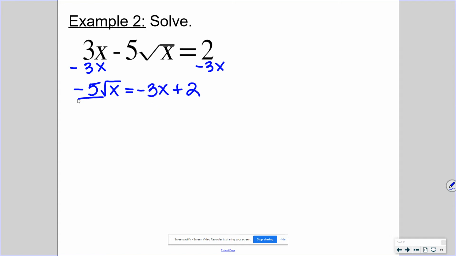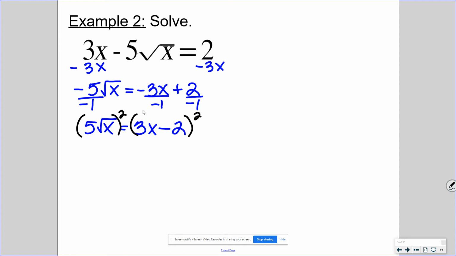And then I'm going to divide, I'm not going to divide by 5 because that's going to create fractions over here. I'm just going to divide by the negative. So it's going to make this 5 radical x equals positive 3x minus 2. Okay, now I'm going to square both sides. And so when I square both sides, the radical will go away. But I also will have a lot of work to do over here on the right side, similar to the last example where we have to multiply 3x minus 2 by itself. So we're going to have to FOIL that out.